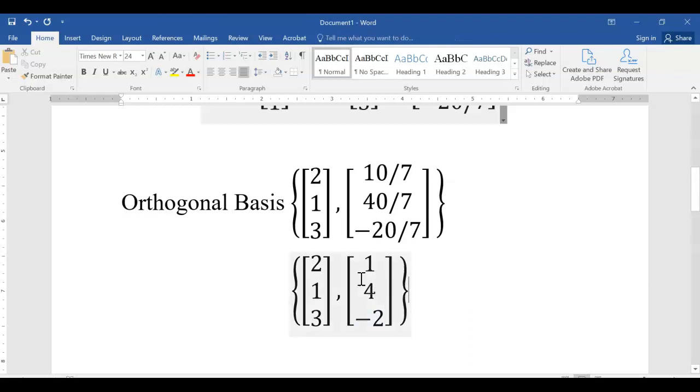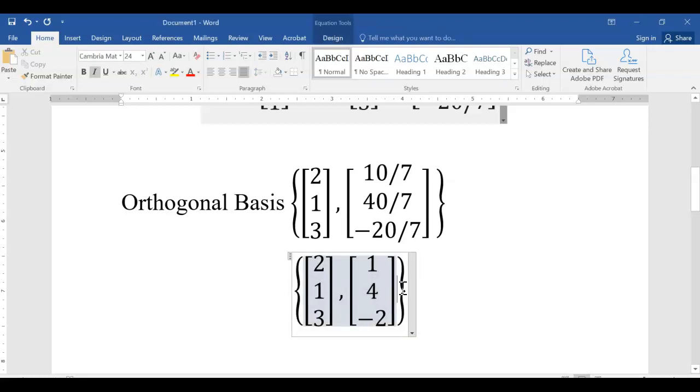By the way, you can check this one a lot easier. Take the inner product. 2 times 1 is 2. 1 times 4 is 4. 3 times negative 2 is negative 6. So 2 plus 4 minus 6 is 0. So you can check that that is, in fact, orthogonal. A little bit quicker than using the sevenths. So there you go. In reality, you can use either of these two bases to be orthogonal. Again, on the test, it's going to be asking you for this one.